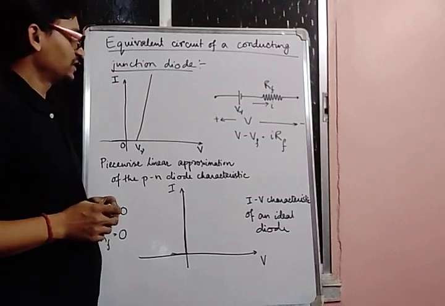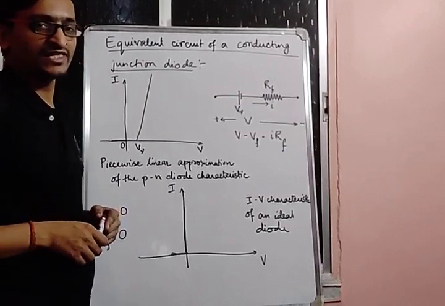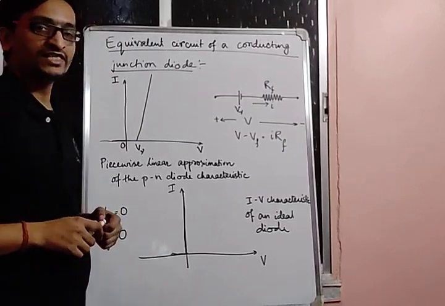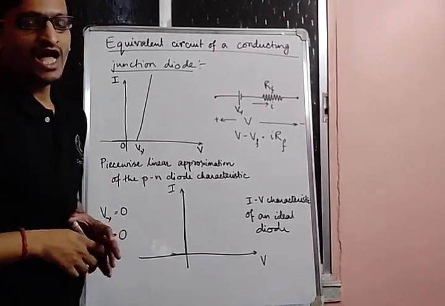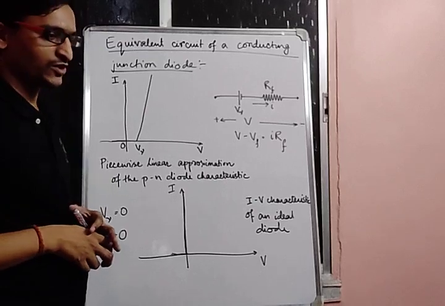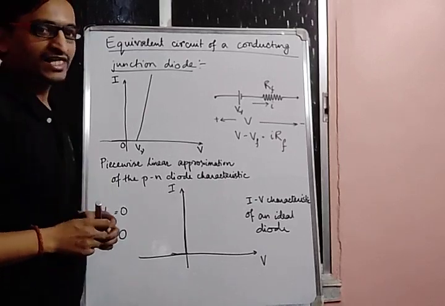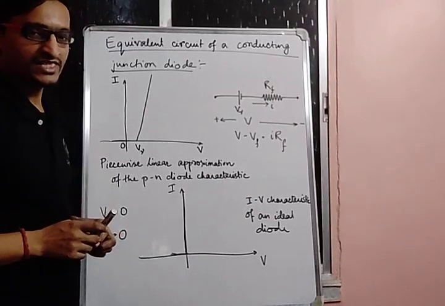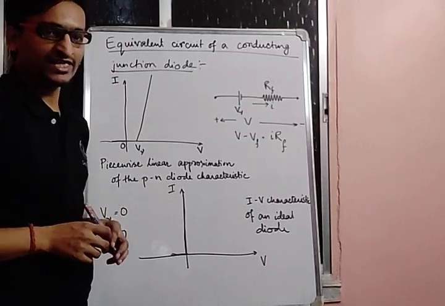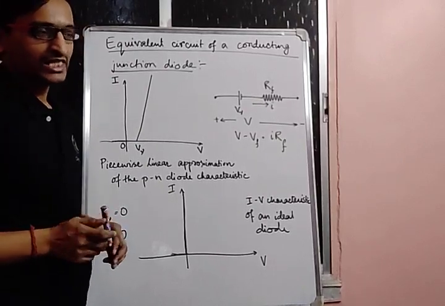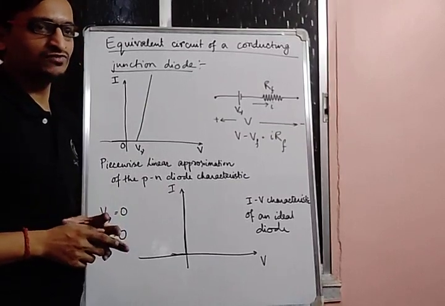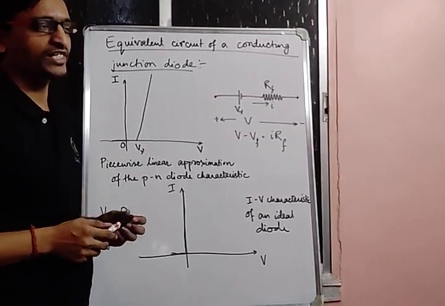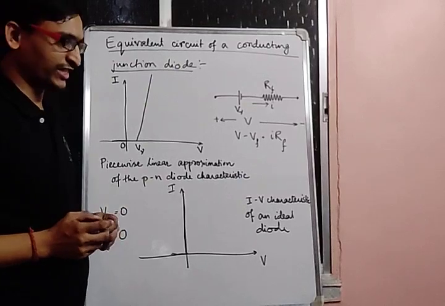Hello everyone. So in the previous class we had started discussion on PN junction diode. The last topic which we covered in PN junction diode was the IV characteristic of a PN junction diode, and we had seen that for a PN junction diode in the forward bias state the current flowing through it is very small unless the forward bias voltage exceeds a particular threshold value, which is basically called the cut-in voltage or the threshold voltage.